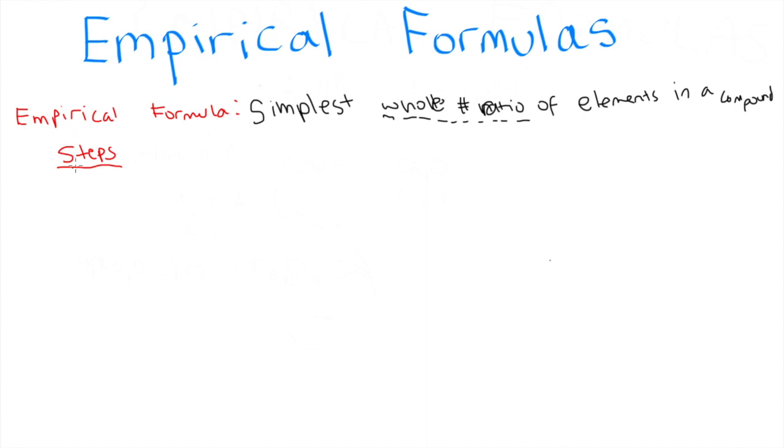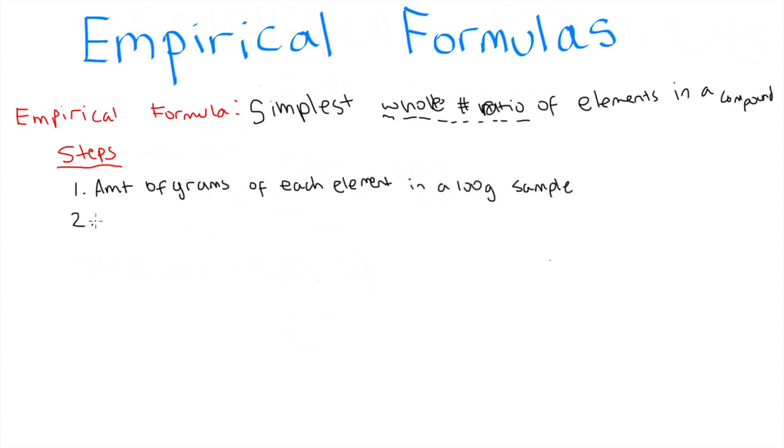Alright, so now I'm going to go over the steps involved in finding the empirical formula. The first step is to find the amount of each element in a 100-gram compound. If you had a 100-gram sample, how many grams of each element would be in that sample? The second one is divide the mass of each element by its molar mass. What this gives you is the number of moles.